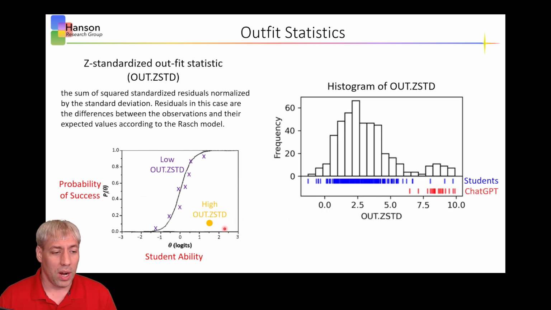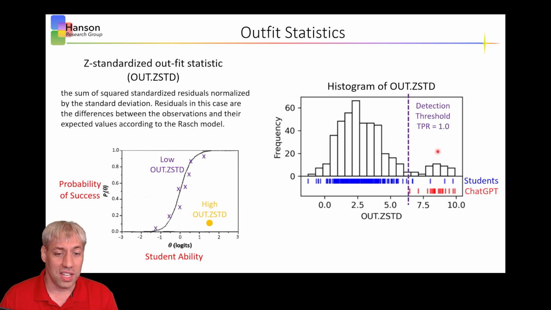And so we can actually graph this outfit statistic and frequency. You can see here students, for the most part, which are in blue, give a normal distribution with a few high outliers and a few low outliers here. But you can see ChatGPT consistently had a very high outfit statistic. You can see it over here. All the ChatGPT outcomes are distributed away from the student normal distribution.